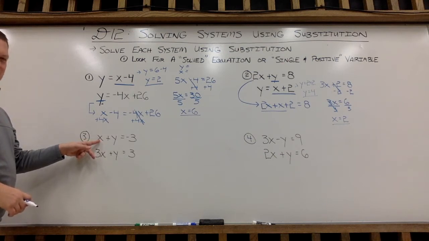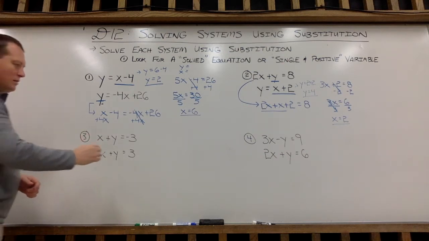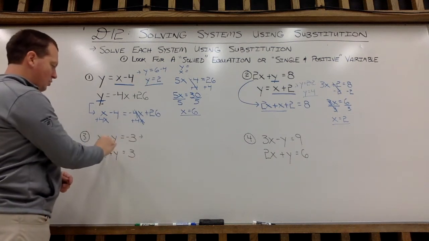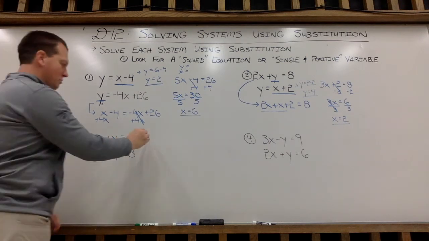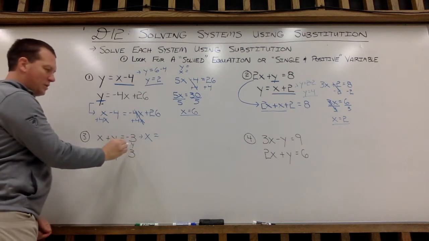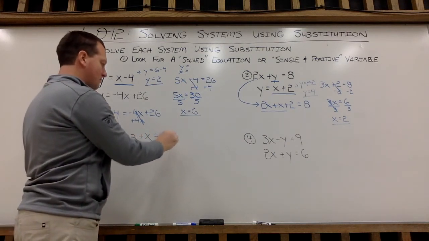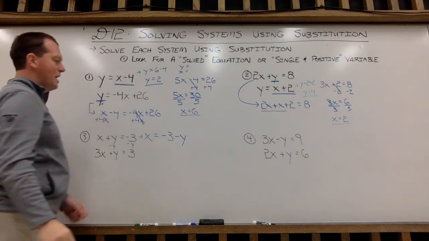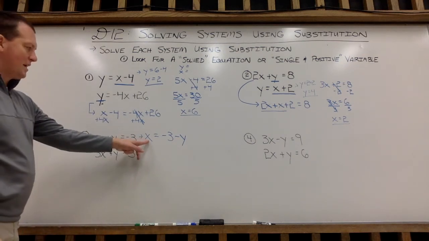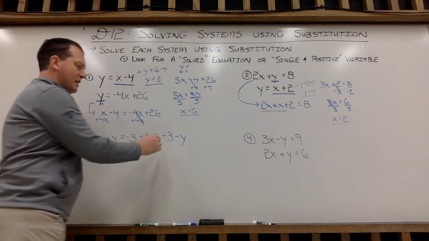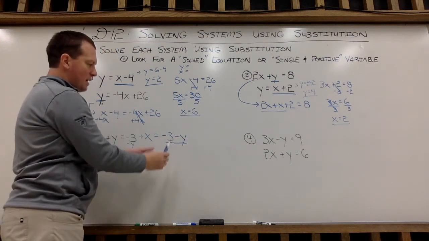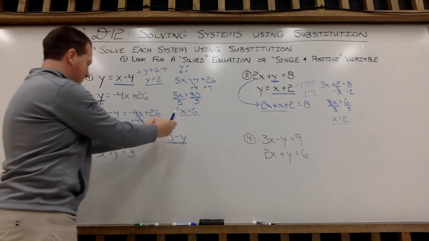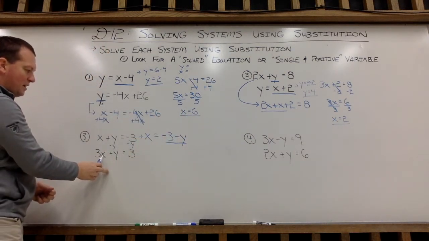So I'm going to get this x by itself, isolated. To do that, I'm going to move positive y away by subtracting y from both sides, and I'll get x is equal to negative 3 minus y. So now I have the solved equation x equals, in this case, negative 3 minus y. So I'm going to take this x equals value, negative 3 minus y, pick it up, and put it in place of x right here.